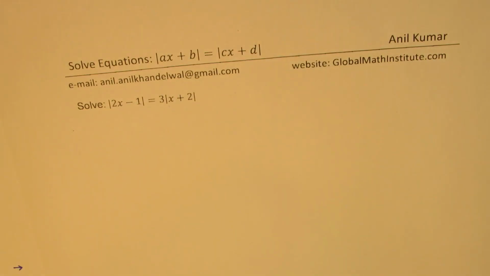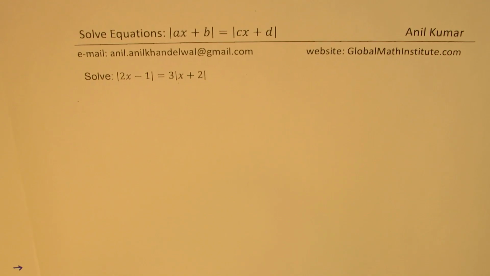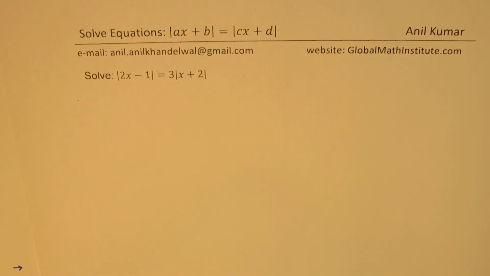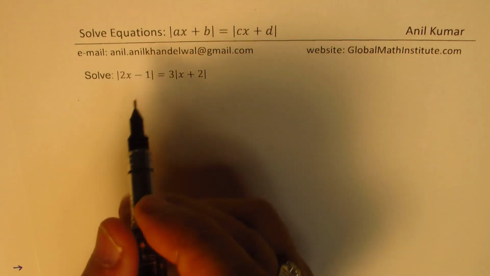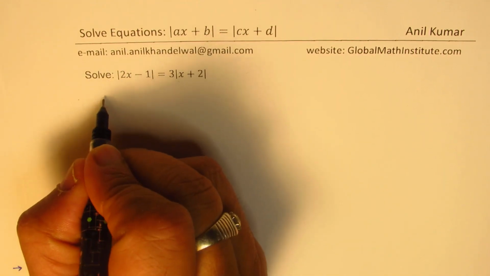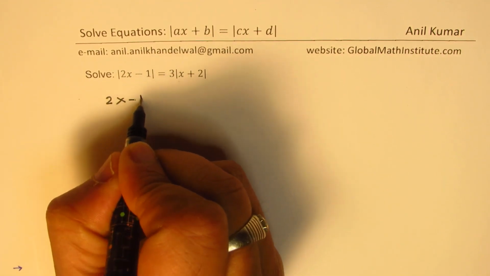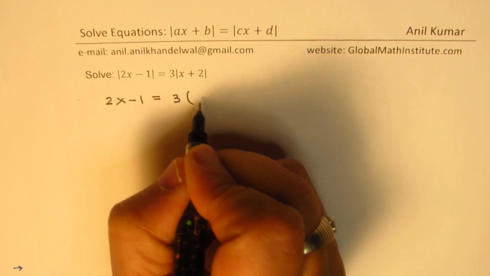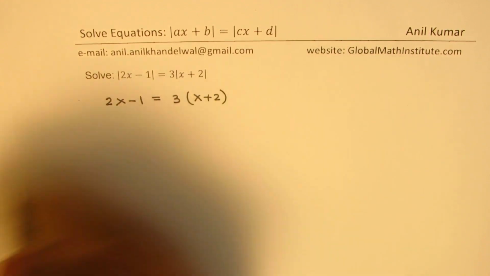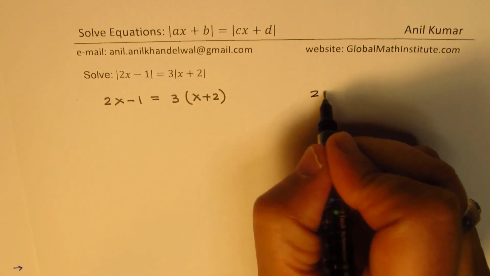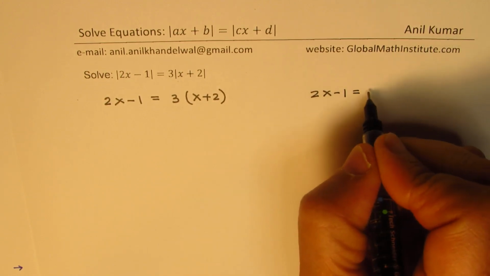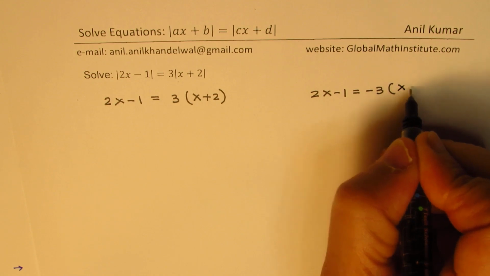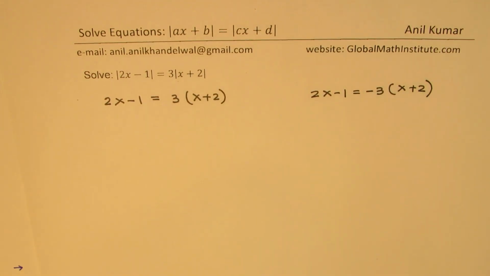Now let's take the last question, which is absolute value of 2x minus 1 is equal to 3 times absolute value of x plus 2. So once again, we'll use the linear equations. So we can write this as 2x minus 1 equals 3 times x plus 2. That is one equation. And the other one could be 2x minus 1 equals minus of 3 times x plus 2. Perfect. So that should give you the result.